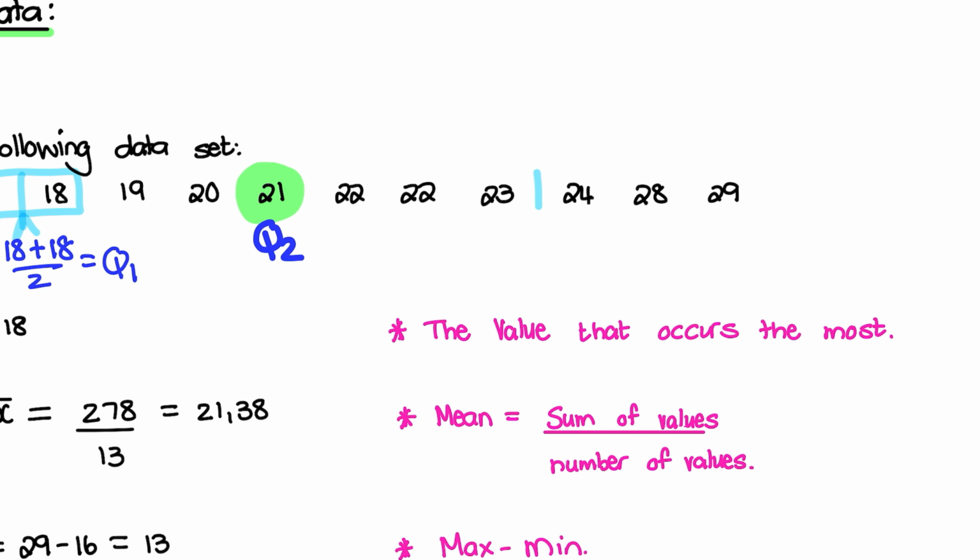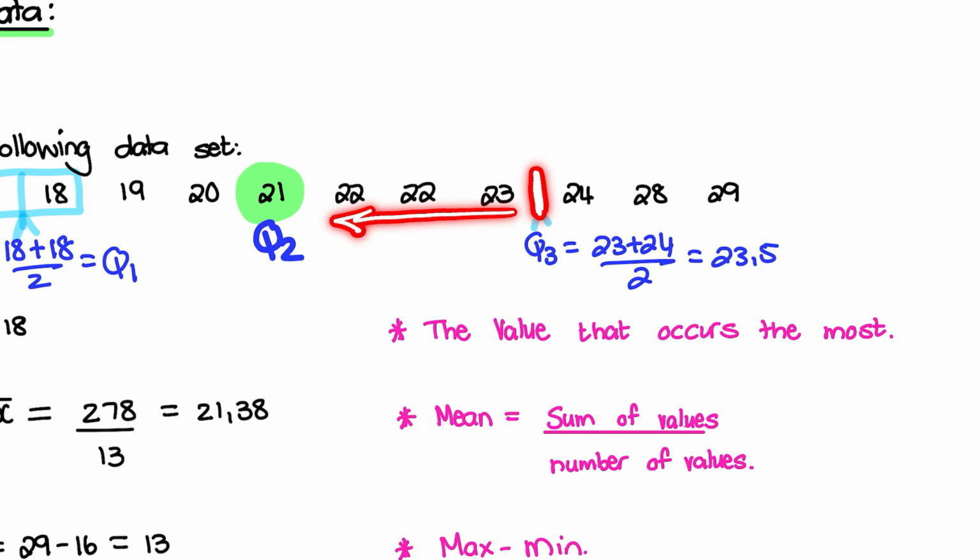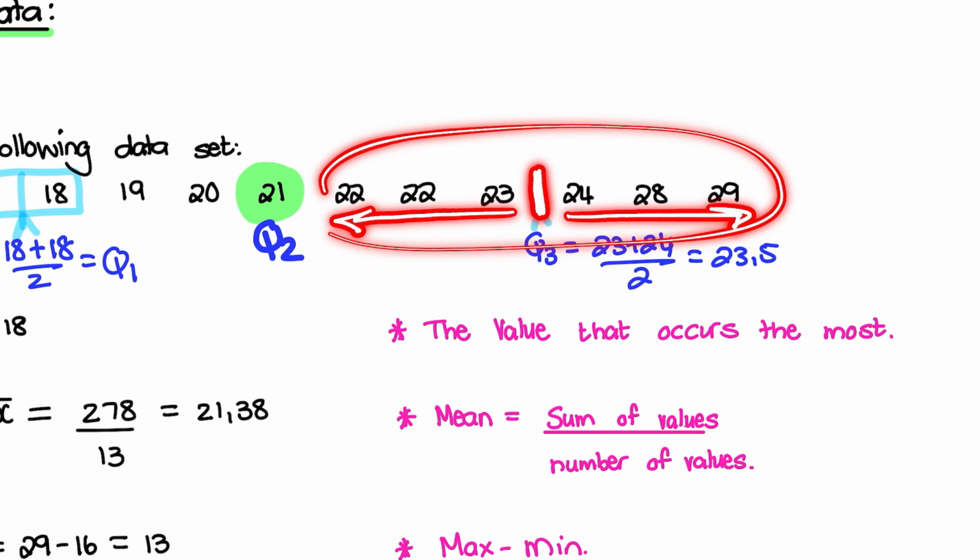And as we had it with quartile 1, the upper quartile would be between 23 and 24. So that is 23 and a half. So can you see that 23 and a half will have 3 values on the left of it and 3 values on the right of it. So that's the exact middle of the upper half of our data set.